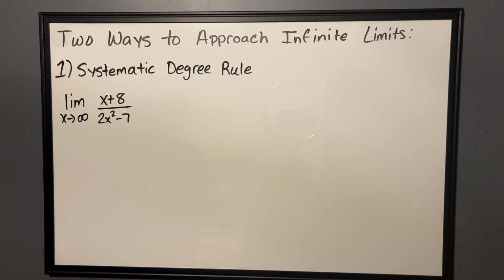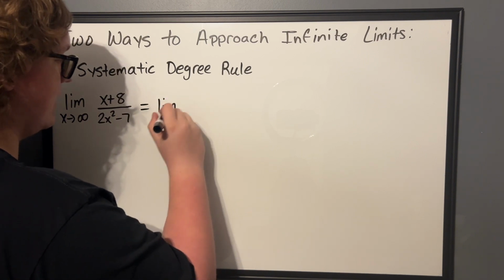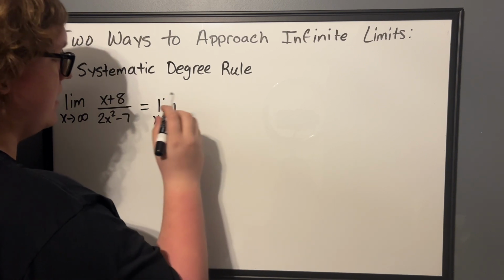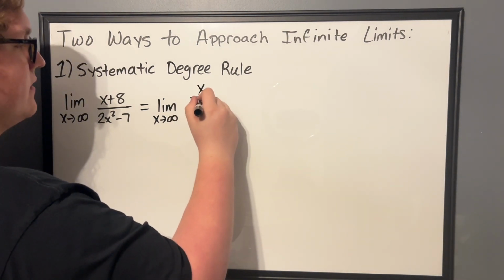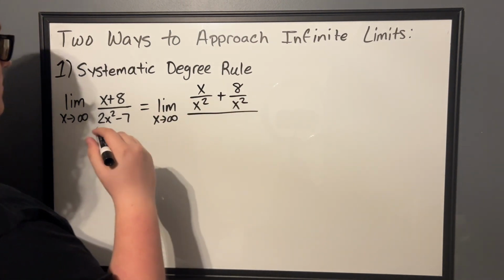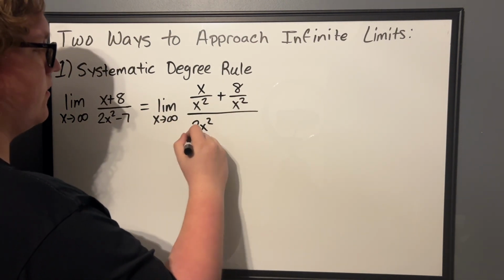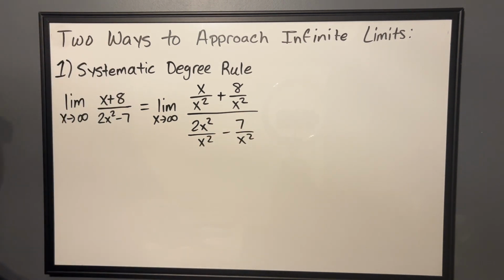So the systematic way to approach these questions is we're going to divide every single term by an x squared, or the highest degree, right? So for this example, this is going to be the same as the limit as x goes to infinity of. Now, we're going to divide everything by x squared. So we're going to have x over x squared plus 8 over x squared over 2x squared over x squared minus 7 over x squared. So you see, we're dividing every term in the limit by an x squared.